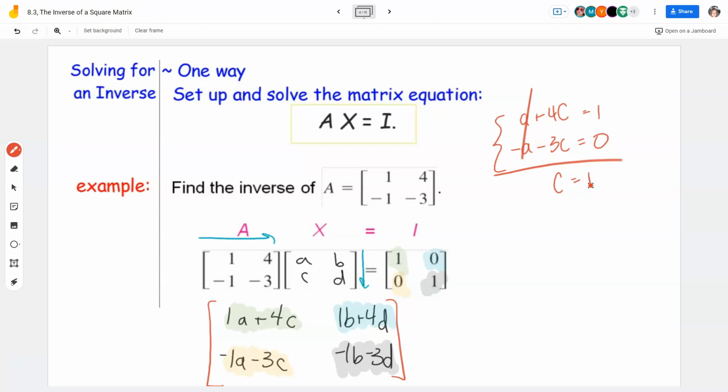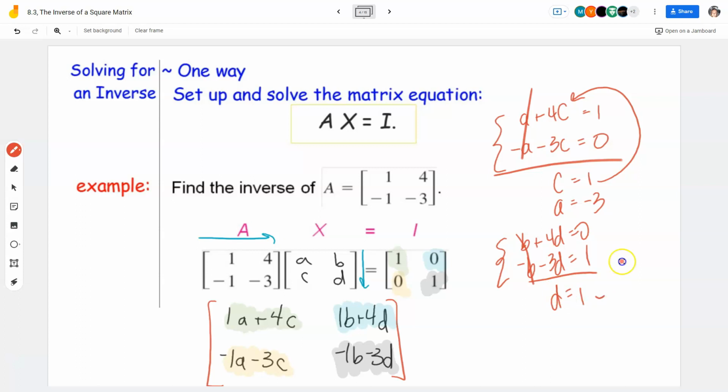Yes, part of my inverse. Back substitution, I can plug that in, and then A has to equal negative 3 after a little back substitution and subtraction. And then couldn't I make another system for who I'm missing? B's and D's. B plus 4D has to make 0. Negative B minus 3D has to make 1. Oh, elimination. Man, I'm really glad we have 1s and negative 1s in this one. Other ones might take more work, but D is equal to positive 1. Quick back substitution and subtraction, B is equal to negative 4.